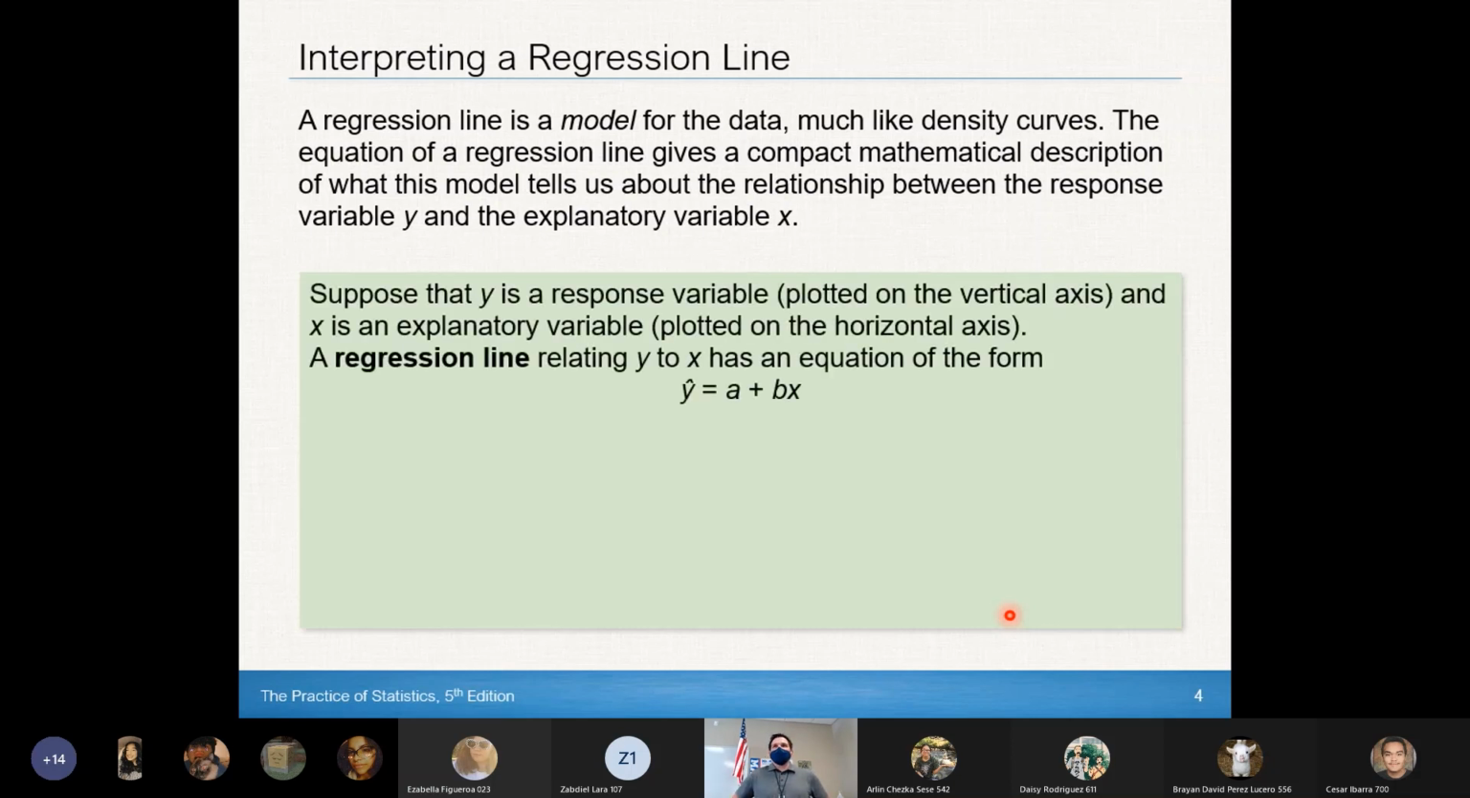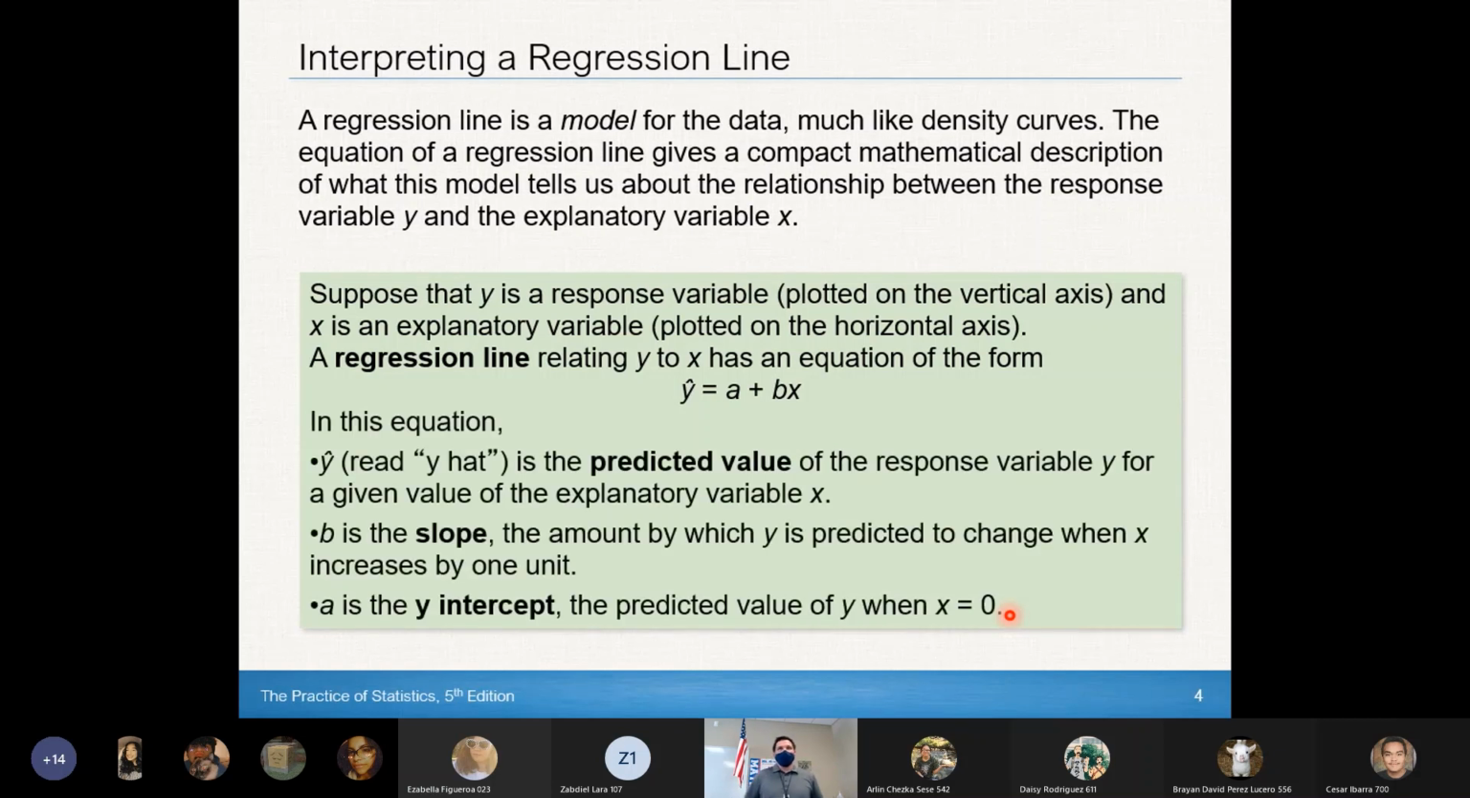Suppose that y is a response variable plotted on the vertical axis and x is an explanatory variable plotted on the horizontal axis. A regression line relating y to x has an equation of the form y hat equals a plus bx, essentially standard form for the equation of a line.